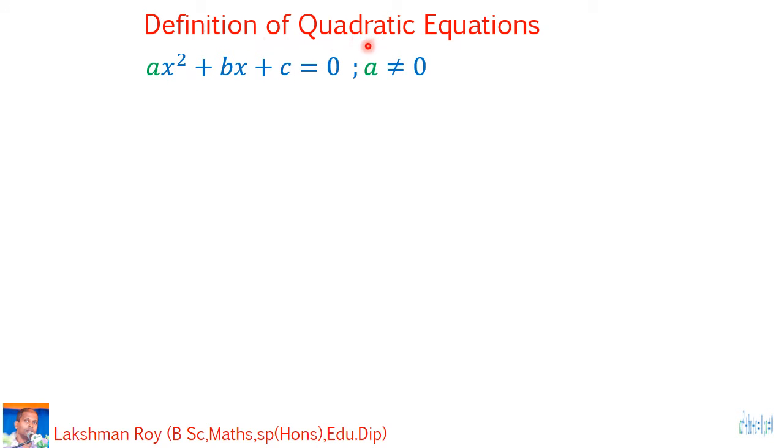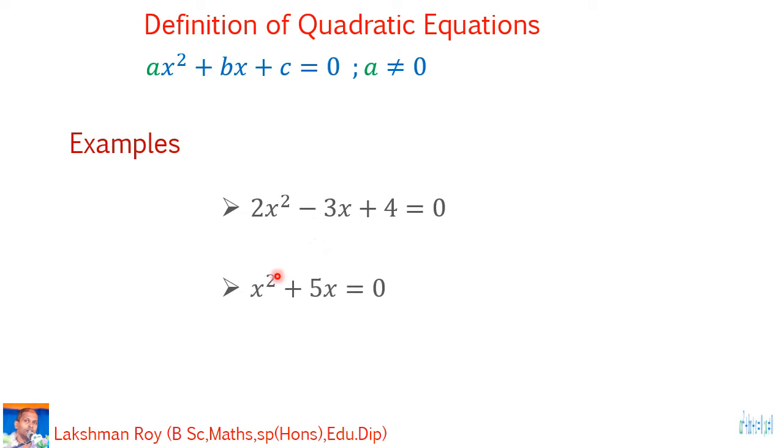Let's see some examples, students. This is the general one. You can see 2x square minus 3x plus 4 equals 0, and the x square coefficient is 2, which is not equal to 0, so this is a quadratic equation. Next, another one: x square plus 5x equals 0. Here there are only 2 terms. What happened? The constant term is 0 here. The x square coefficient is 1.